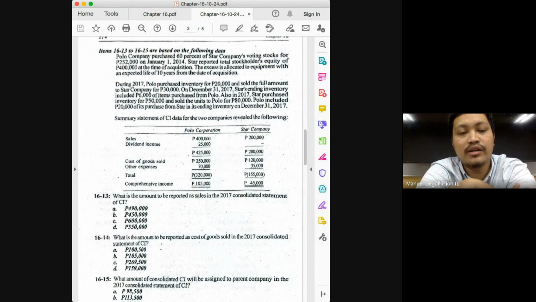So we were at 260. How much did we add from the downstream, class? 2,000. And then add the markup on ending in the hands of the parent in the amount of 7,500. So 260 plus 2,000 plus 7,500 will give you 269,500. Okay, that's all you have to do, class. The things you have to remember are the same. So the answer here would be Charlie.